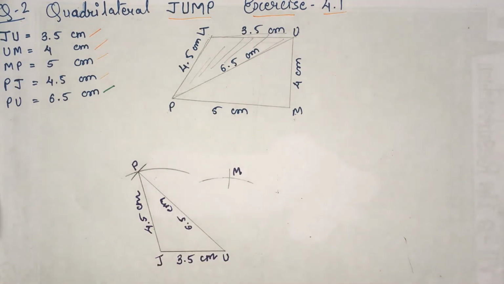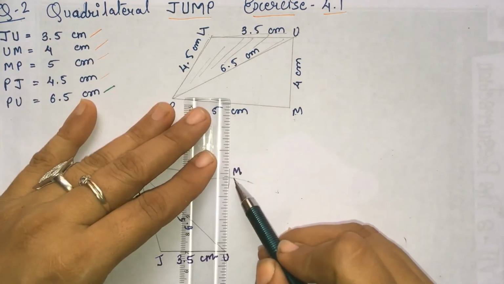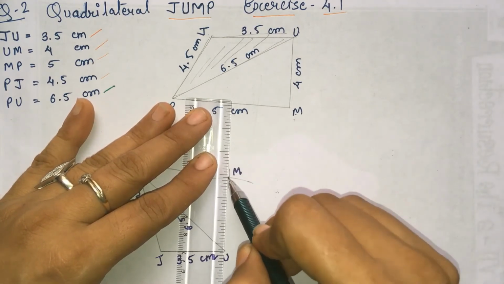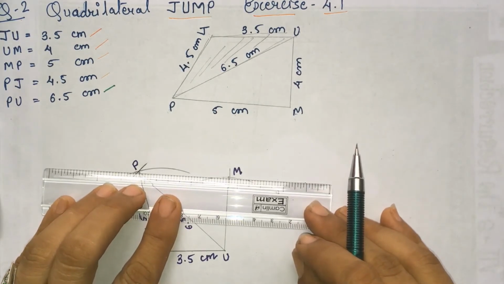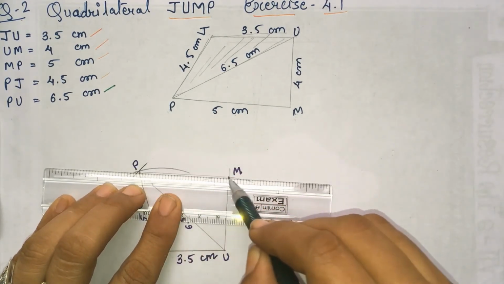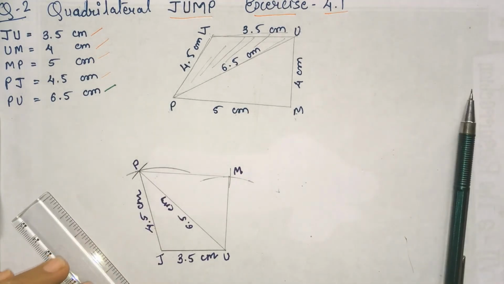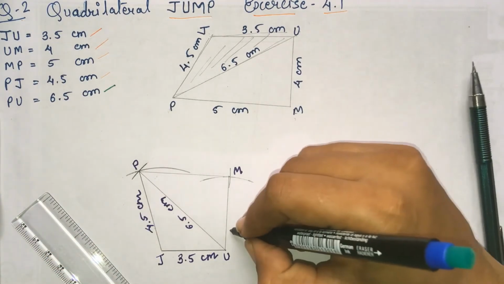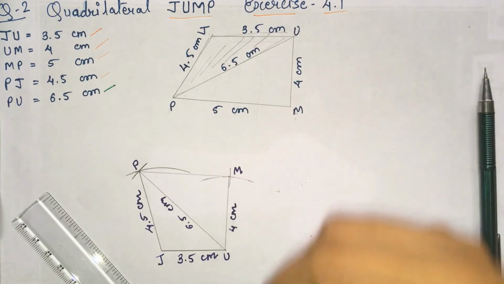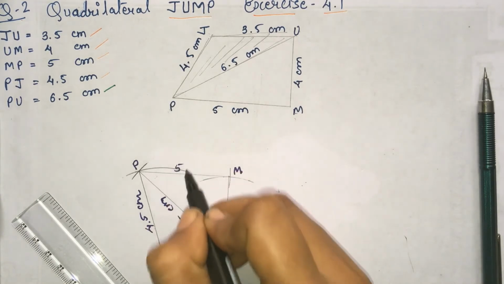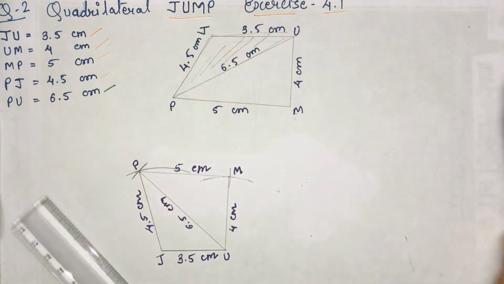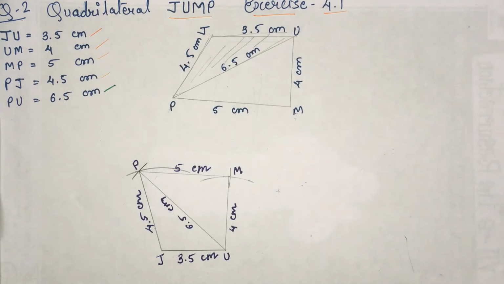So next step is joining M to U, and last one is from P to M, and this UM is 4 centimeter and this PM is 5 centimeter. So students, here you can see this JUMP is the required quadrilateral.